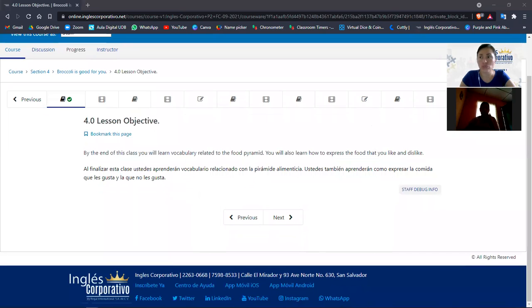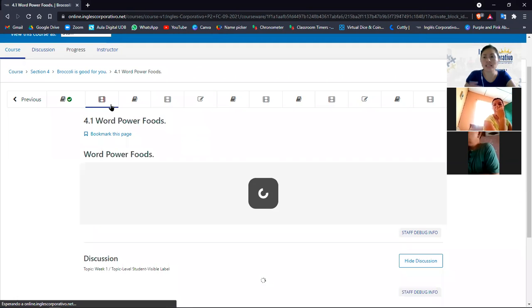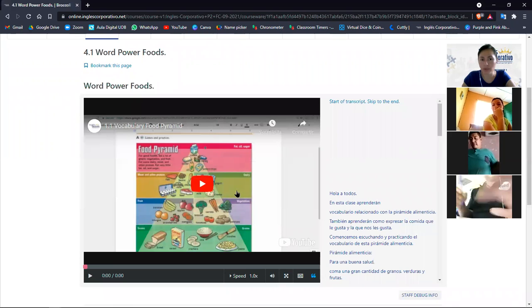It's section 4, and it says lesson objective. By the end of this class, you will learn vocabulary related to food pyramid. You will also learn how to express the food that you like and dislike, okay? So that's the aim that we're going to develop today, or throughout the class. After that, in section 4.1, we find this food pyramid.